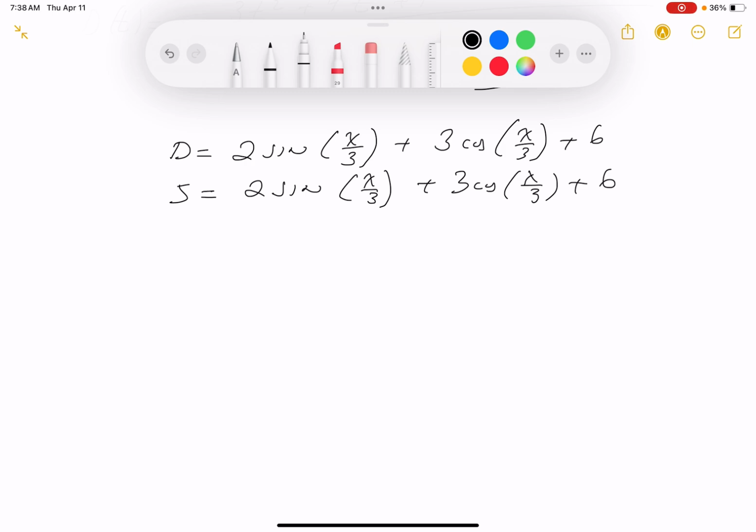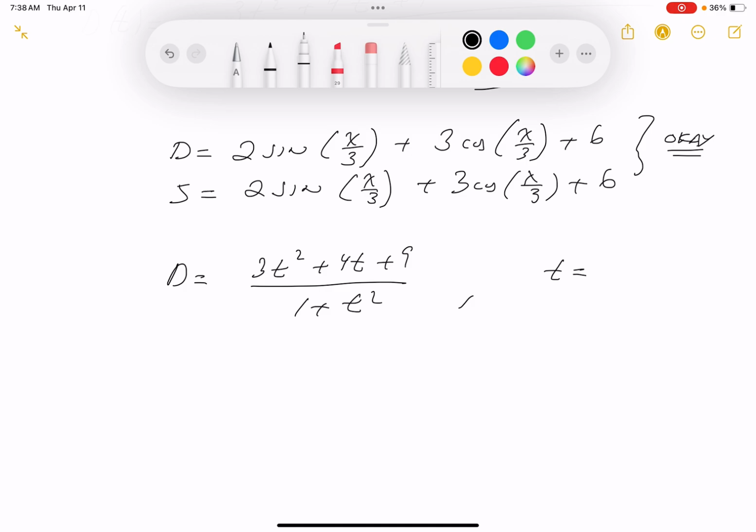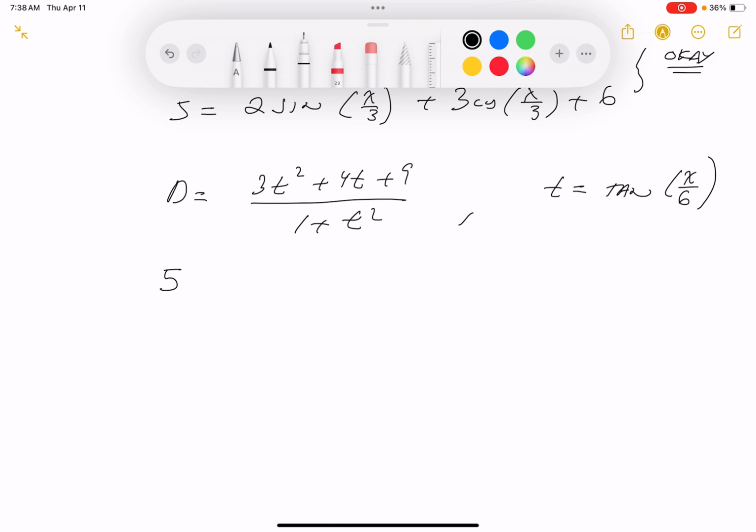And C has something to do with what we just did. And so I'm going to say over here, this is okay. You can do that. But we just did something. What did we do? We did D equals 3t squared plus 4t plus 9 over 1 plus t squared, with the understanding that I got this through substitution. And again, you have the problem in front of you. You know what the substitution was. The substitution was this over here, and it's going to be the tangent of x over 6.